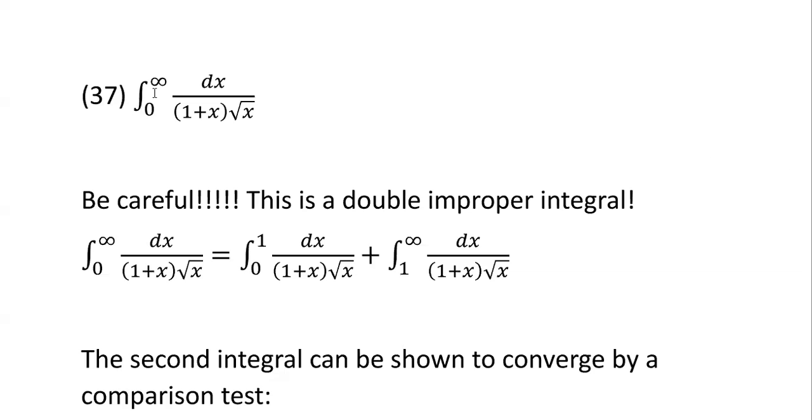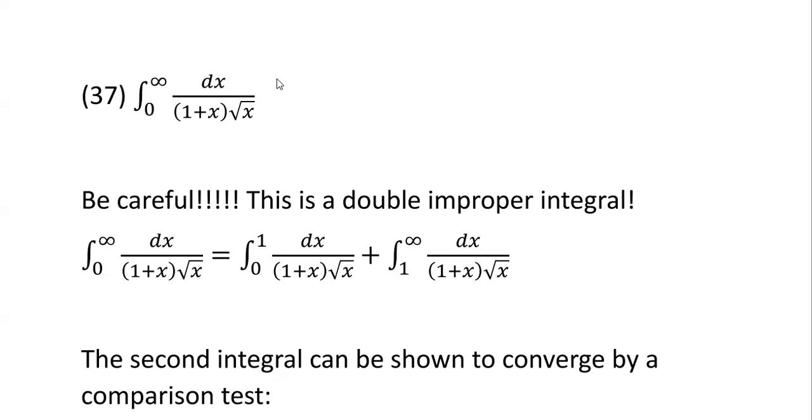37. Integral from 0 to infinity dx over 1 plus x times square root x. This is improper because the upper limit's infinite and we have a domain restriction. X cannot be -1, but we're not going there in the limits, so we're okay. But x also cannot be 0, and we do go there. So this is a double improper integral.